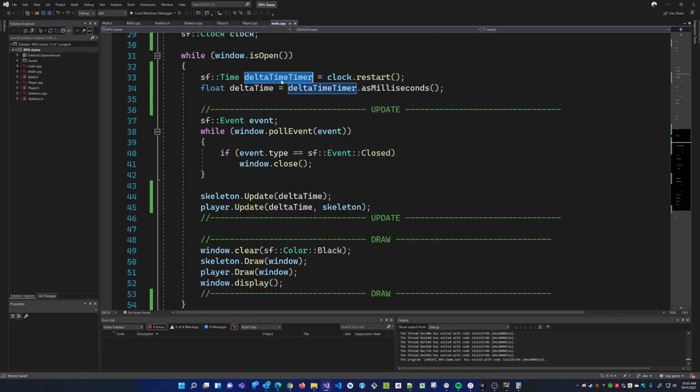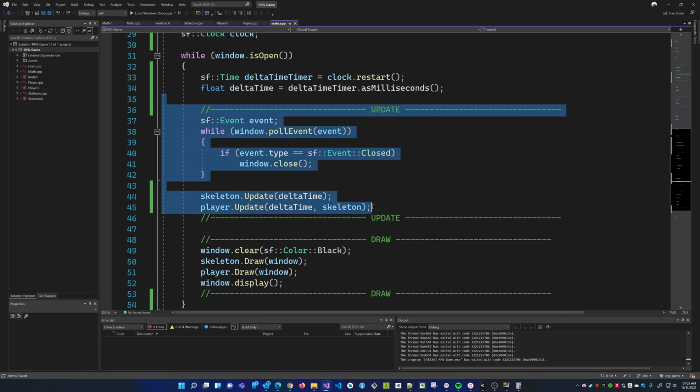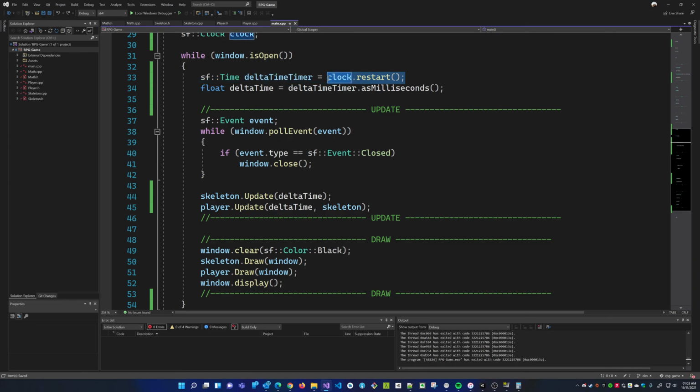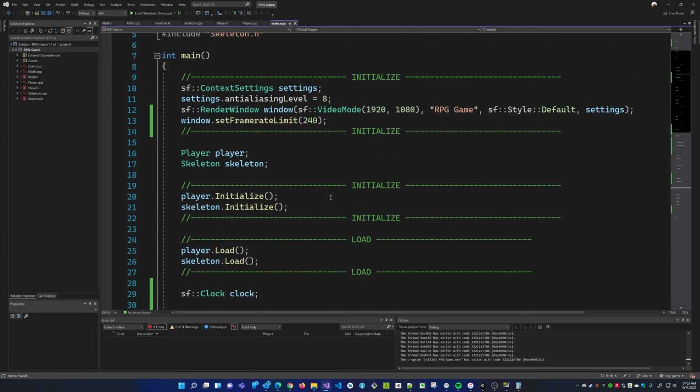Before I restart my clock, I get how long it took to render the previous frame. Let's say this time it took 40 milliseconds. I store 40 milliseconds in deltaTime. I pass 40. I render my fourth frame. I restart my clock, but before I restart it, I store how long the previous frame took. Let's say this time is 30 milliseconds. So 30 milliseconds is stored in deltaTime, I pass it, and so on and so forth. I keep doing this over and over. That's the entire idea.